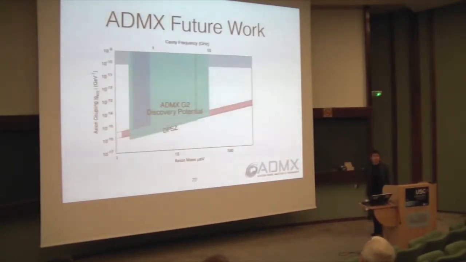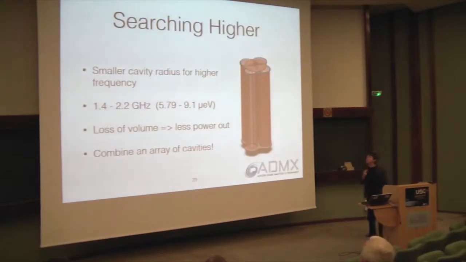In an even longer term, speaking of the future, the work I just spoke about is in this region. We aim to continue to cover higher and higher frequency space, aiming for DFSZ sensitivity. To use a cavity, this means having a smaller radius cavity for a higher frequency. However, then you have a lower volume in your field and less power out. But to get around that, we can use an array of several cavities joined together and compensate for the loss of volume and power.